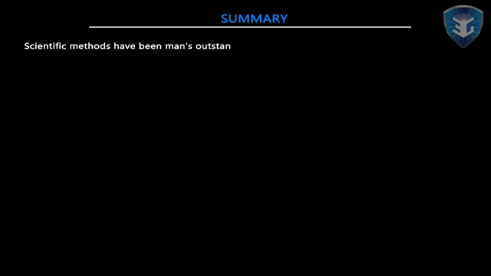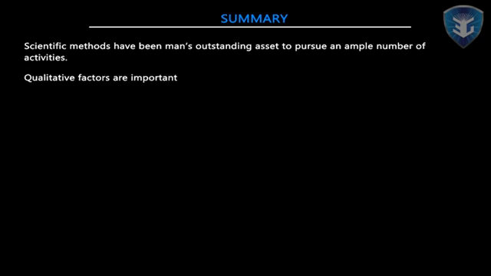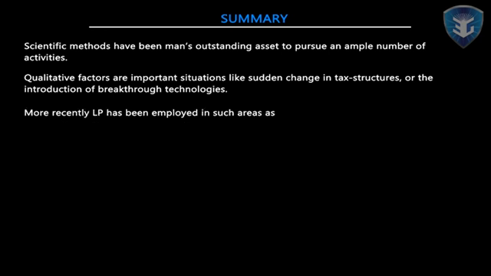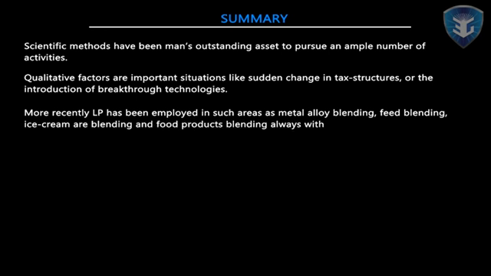Now in the end, let us summarize what we have learned in this lecture. Scientific methods have been man's outstanding asset to pursue an ample number of activities. Qualitative factors are important situations like sudden change in tax structures or the introduction of breakthrough technologies. More recently, LP has been employed in such areas as metal alloy blending, feed blending, ice cream blending, and food products blending, always with dramatic effect.